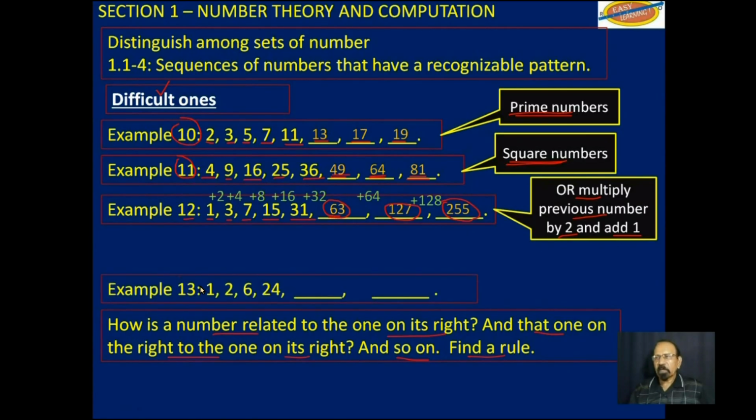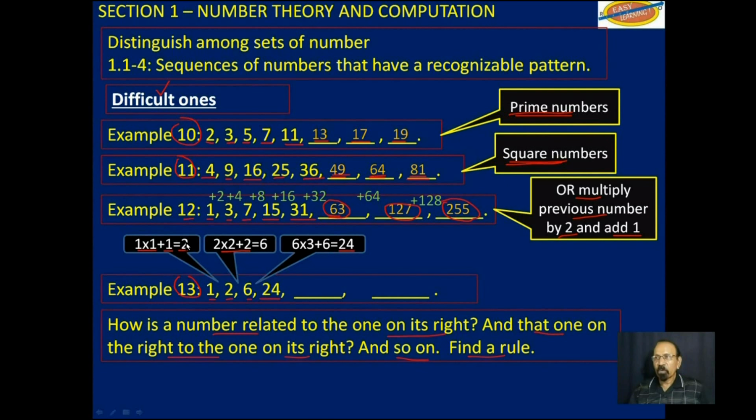Example 13: 1, 2, 6, 24. Now this one is extremely difficult. To move from 2 to 6, multiply 2 by 2 and add 2, you get 6. And from 6 to 24, multiply 6 by 3 and add 6, you get 24. And from 1 to 2, multiply 1 by 1 and add 1, and you get 2.